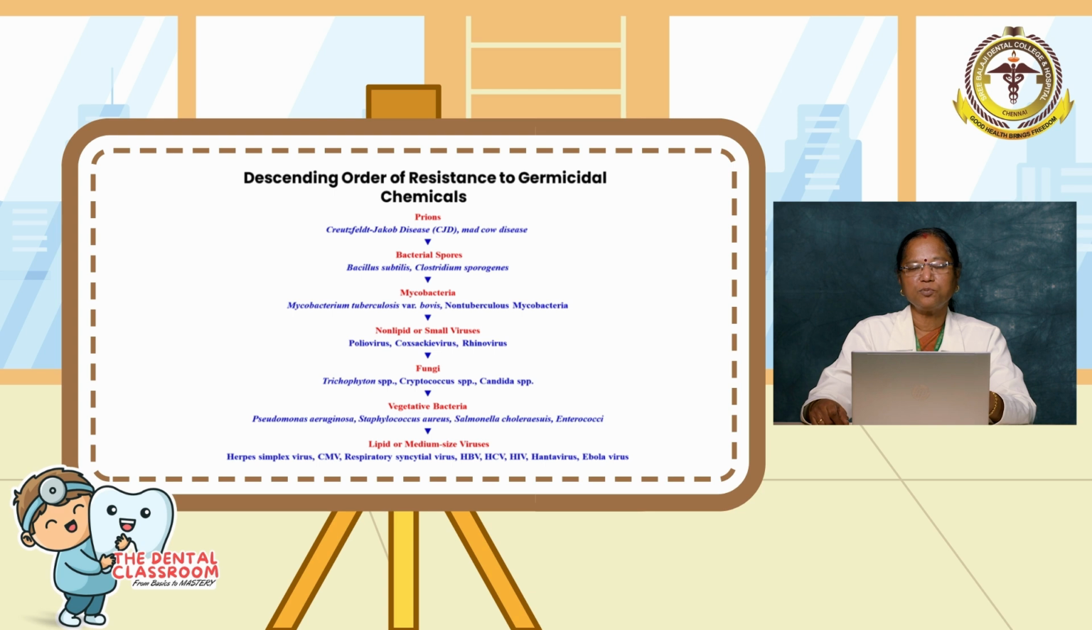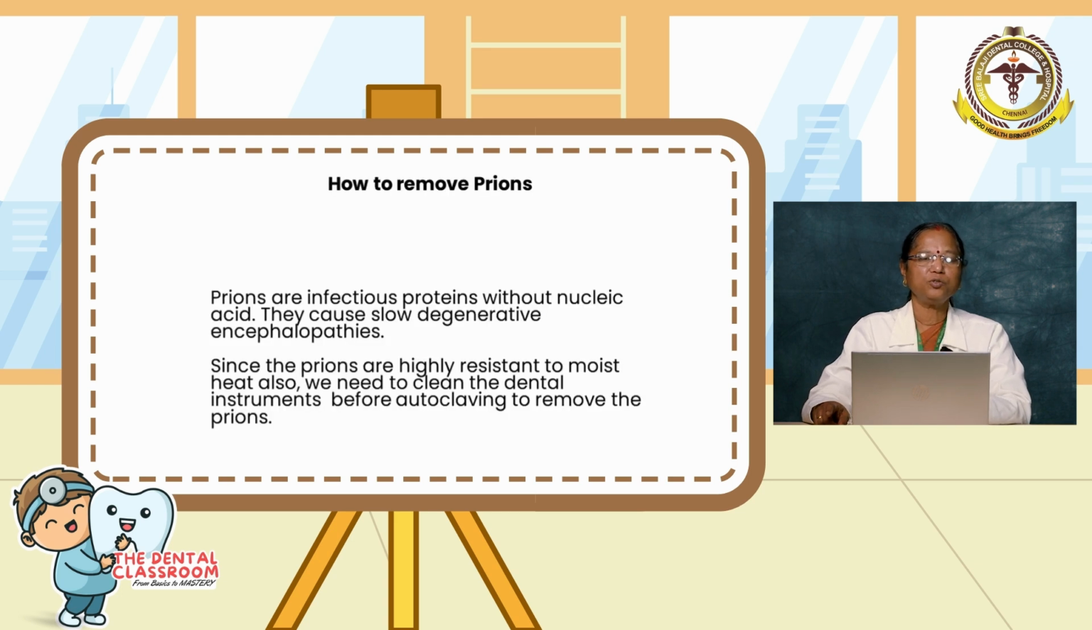Then comes your bacterial spores, followed by mycobacteria, then non-lipid and small viruses, then comes your fungi, then your vegetative bacteria, and then your lipid or medium-sized viruses like herpes simplex virus, HIV virus. All these are lipid or medium-sized viruses. So prions can escape. This is another very, very important question which is asked in the NEET entrance or even in the university exam. Which particular microorganism can escape even autoclaving? That is prions.